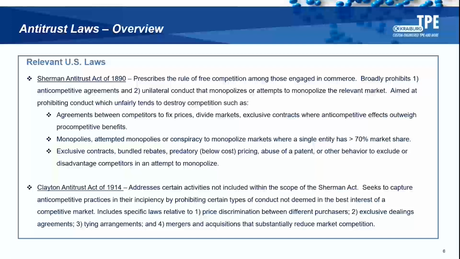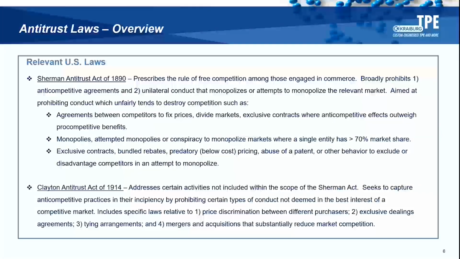a 70% market share. In some cases, there may be suspicions of monopolization down to as low as greater than 50% market share, but the real threshold volume that's looked at by the federal agencies is 70% market share. Exclusive contracts, bundled rebates, predatory pricing, which tends to be below cost, abuse of a patent situation, or any other behavior to exclude or disadvantage competitors in an attempt to monopolize. So that's the basic framework of the Sherman Antitrust Act.